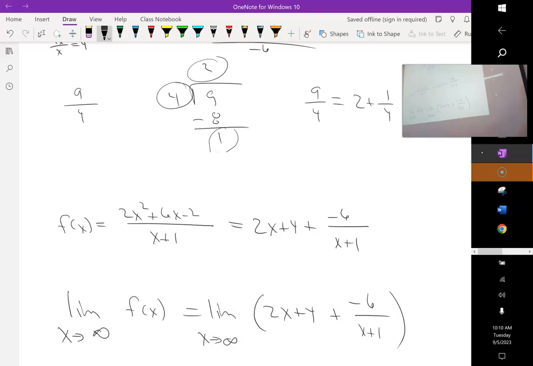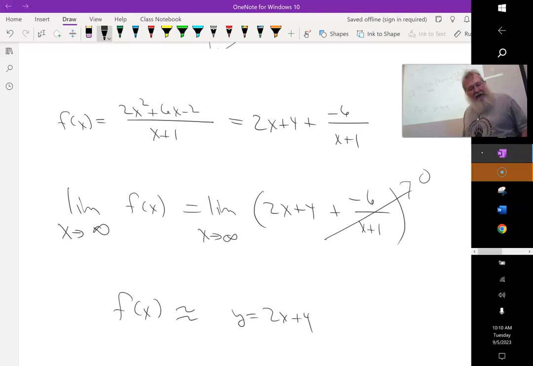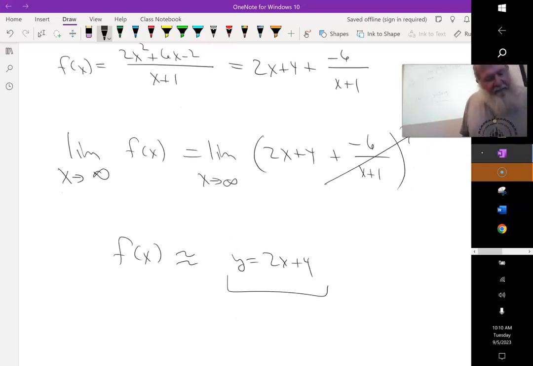All right. So now I want you to think about this last term here. As x gets big, where does this piece go to? 0, right? Negative 6 over that, that's going to 0. So what's happening is, as x gets big, this function is looking a lot like the line y equals 2x plus 4. We'll study this a little bit more in depth when we get into graphing more, but we have what's called a slant asymptote.